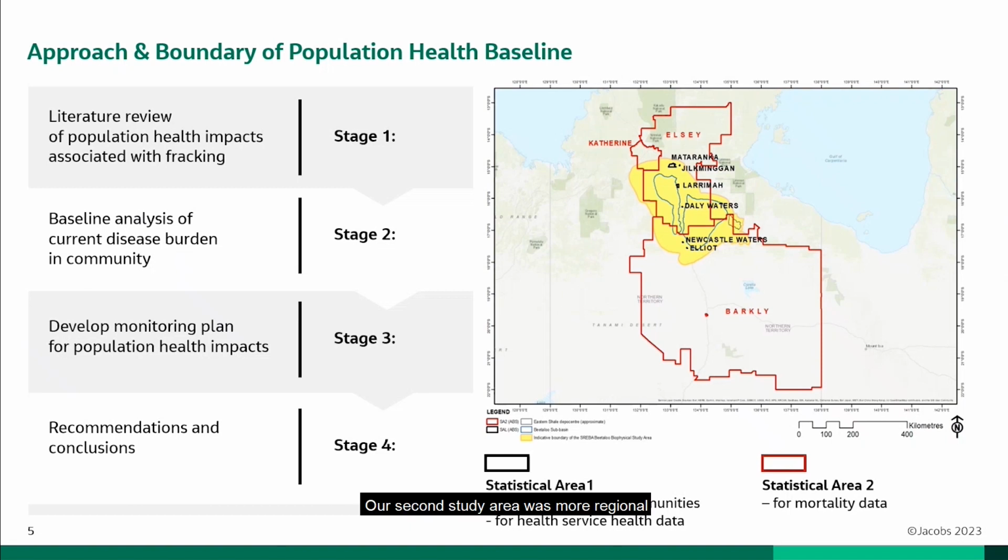Our second study area was more regional in scale, based on the Australian Bureau of Statistics Statistical Area 2 regions of Elsey, Catherine and Berkeley. And we needed this study area for the mortality data. So the two study areas were because of differences in the levels at which health data are provided.